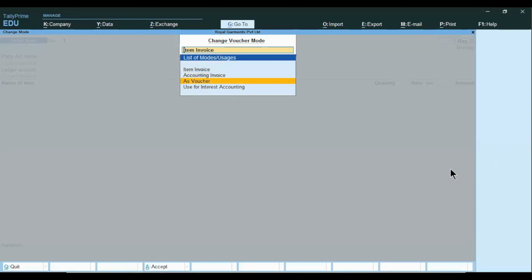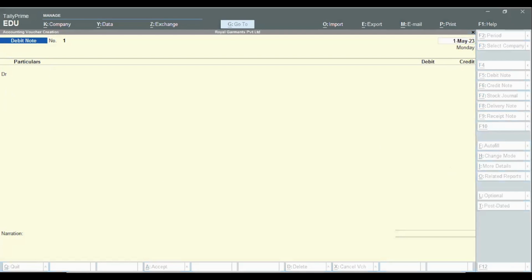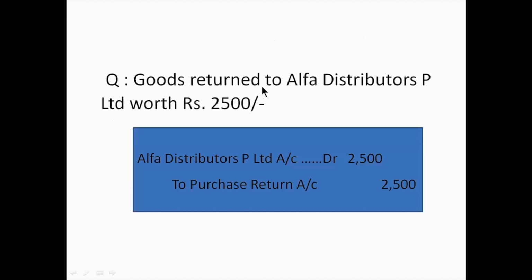So as a voucher I'm entering, again it is in the debit credit part. Now the question is goods. As we just now have purchased 10,000 rupees of goods from Alpha Distributors, we are returning 2,500 to Alpha Distributors. Goods returned to Alpha Distributors Private Limited worth rupees 2,500.